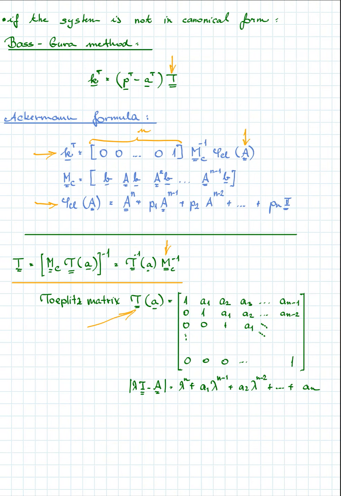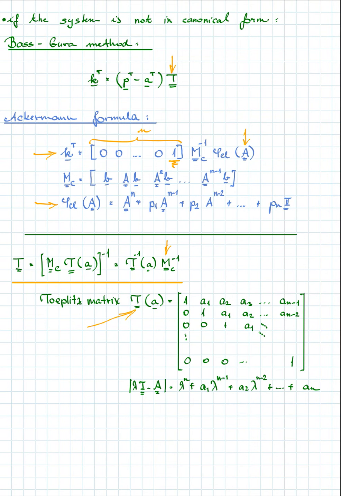It's quite a tedious work to set up the phi CL polynomial of the matrix A. So this is the matrix which can be calculated as follows: A to the power of n plus p1 multiplied by A to the power of n minus 1, and so on and so on. So it's a matrix again. So we multiply MC inverse by phi CL of A, and we have to get the last row of this matrix because of this element here. And I'm going to show you an example how to work with it.